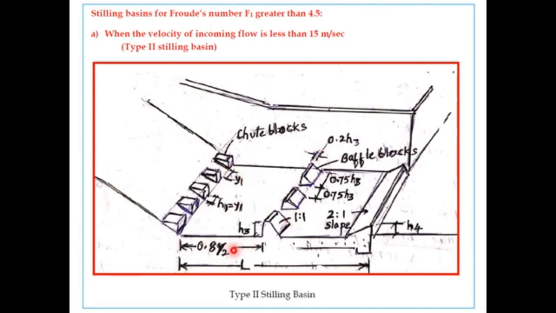The baffle blocks are provided at a distance of 0.8 times the final depth of the hydraulic jump. The height of the baffle blocks is equal to h3, which is given in the table, and the slope is generally 1:1. The height of the end sill is also given in the table. So this is the arrangement, and even the length can be decided from the table.